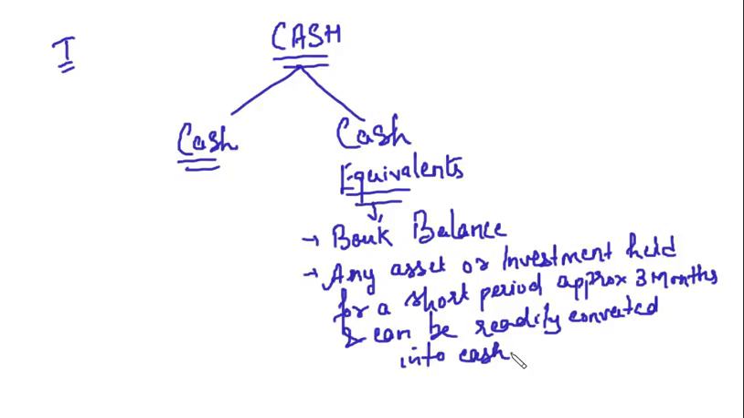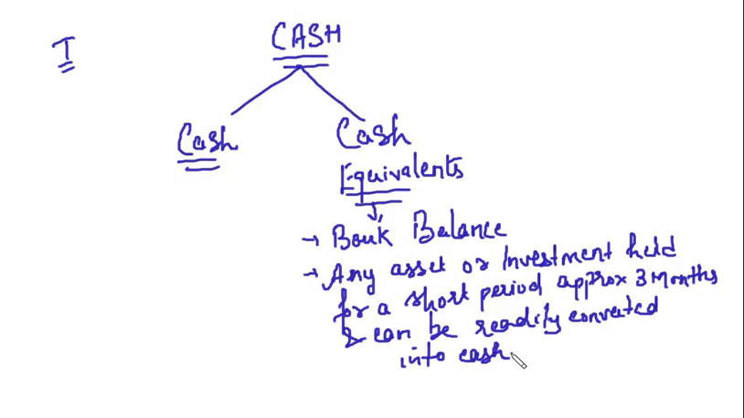I can say bank balance is my cash equivalent. Why? Because we can go to the bank and withdraw the money, withdraw cash, we can deposit cash. So it is equivalent to having cash in pocket. Then we can say any asset or investment which is held for a short period. Short period means a period of not more than 3 months and which can be readily converted into cash. Suppose you invested the money in some investment for 3 months.